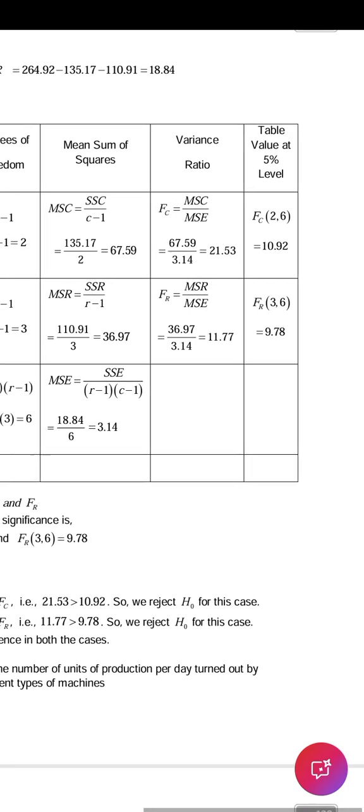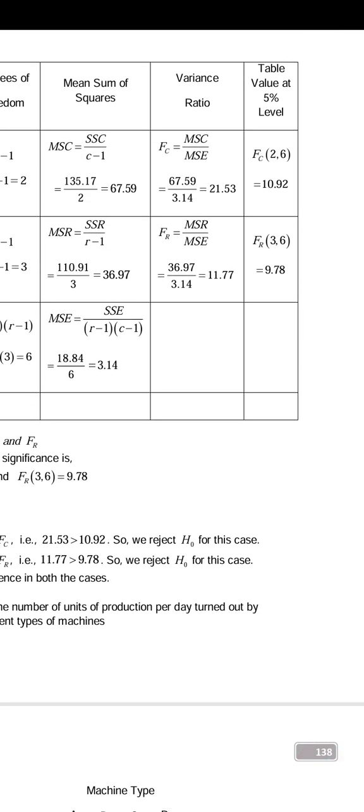Comparing with the tabulated value, between columns the tabulated value is 10.92 for the degrees of freedom 2, 6. So 2 is taken from the numerator, 6 from the denominator. That is, the degrees of freedom between columns is 2, and the degrees of freedom for error is 6. So the tabulated value between columns is 10.92. In a similar manner, between rows it is 9.78.